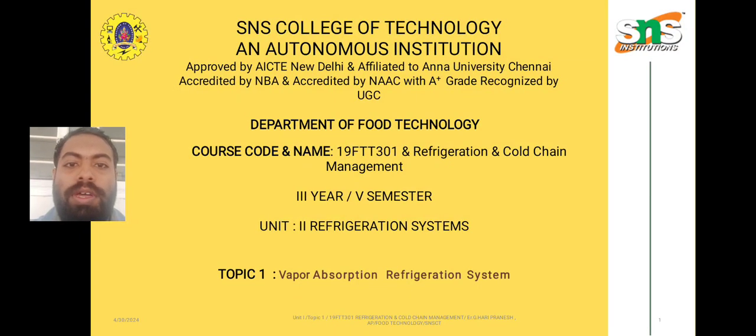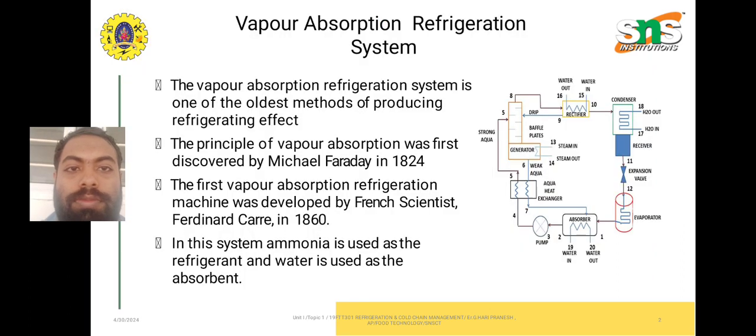Everyone, the topic I am going to talk about is refrigeration and cold chain management, from the refrigeration systems, and the topic is the vapor absorption refrigeration system. The vapor absorption refrigeration system is one of the oldest methods of producing refrigeration effect. The principle of vapor absorption was first discovered by Michael Faraday in 1824. The first vapor absorption refrigeration machine was developed by French scientist Ferdinand Carré in 1860.